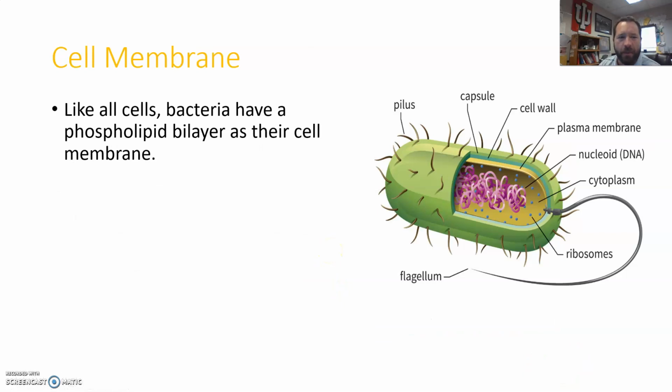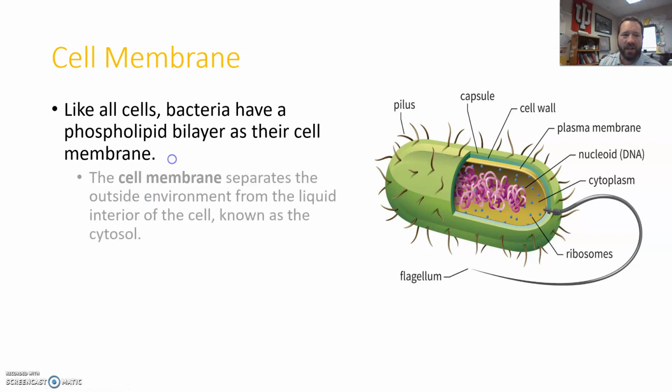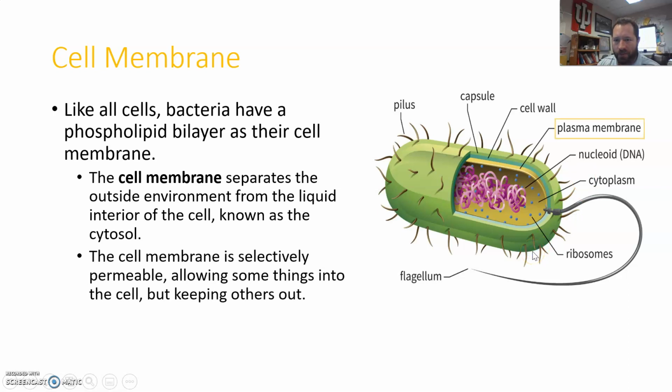All right, next up, the cell membrane. We just spent a whole unit on the cell membrane. All cells have cell membranes. So bacteria, definitely a cell, definitely has a cell membrane. It is a phospholipid bilayer, just like all other membranes, and the purpose of it is to determine what gets into and what gets out of the cell. That's what cell membranes do.